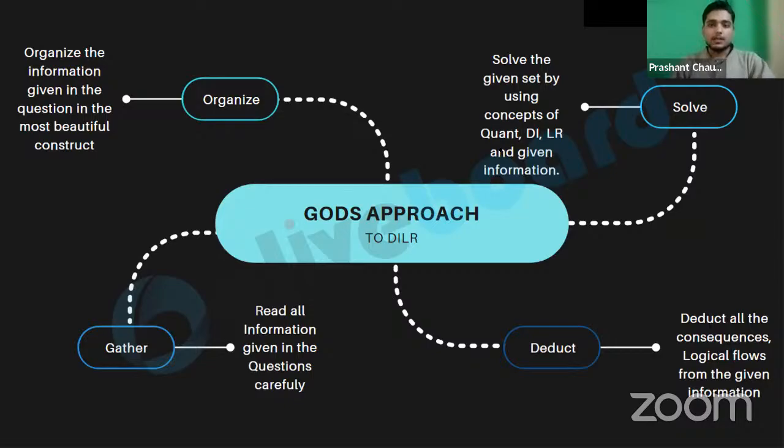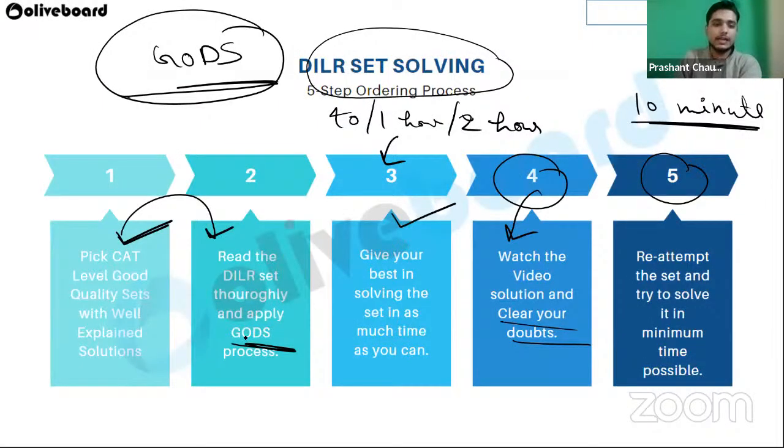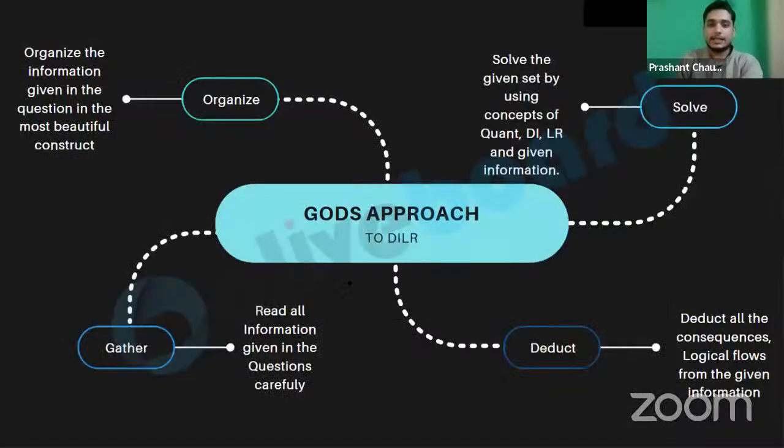Now again, this God's process is the same process that I have talked about here in the second step. So what is God's process? God's approach basically carries 4 steps. First step is gather all the information.